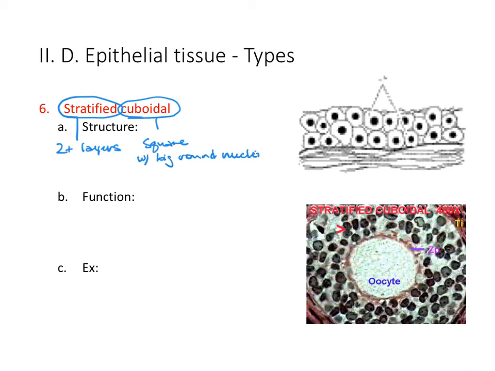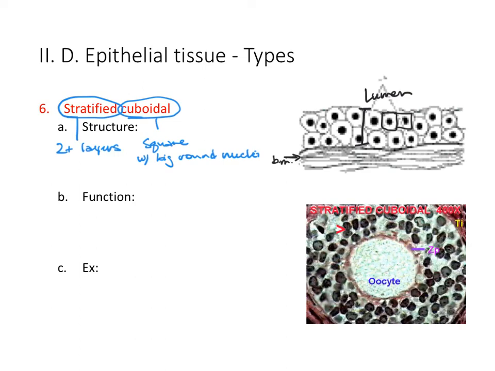And so if I look at the picture, here's the basement membrane, here's the lumen, and sorry about the quality of this picture, your book didn't have one. But if I look here, it looks like I have 2 layers of cells, and again, they're kind of roundy or kind of square here. So again, stratified cuboidal epithelium.